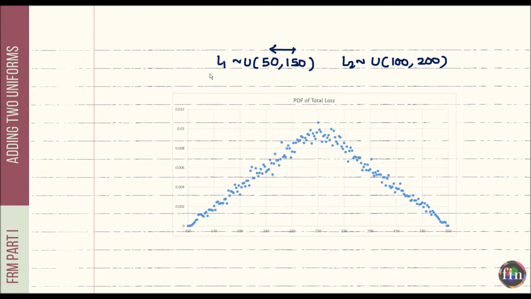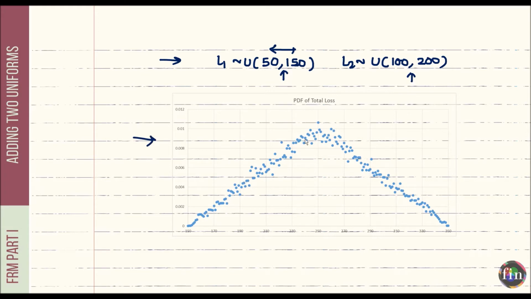The choice of these L1 and L2 is done in such a way that the means are different. The mean of this one is 100, the mean of this one is 150, but the standard deviation is the same. So it's 100 divided by square root of 12, which comes to roughly 28. Here again it's the same, 200 minus 100, divided by square root of 12. So that's my case 1. In case 1, I have assumed that the mean is different but the standard deviation is the same, and this is the distribution that we get.